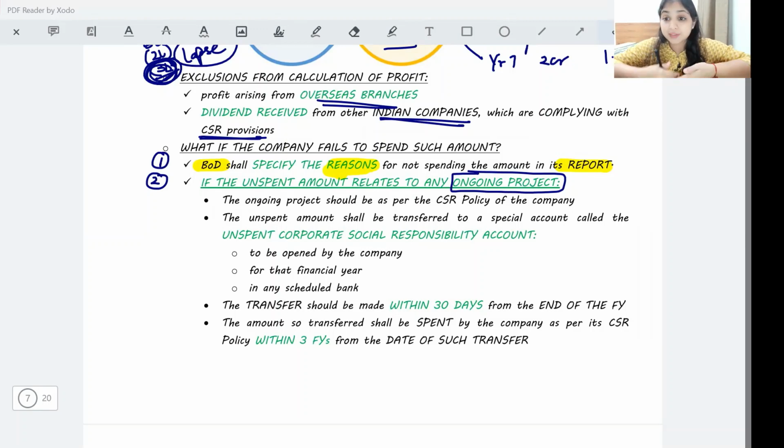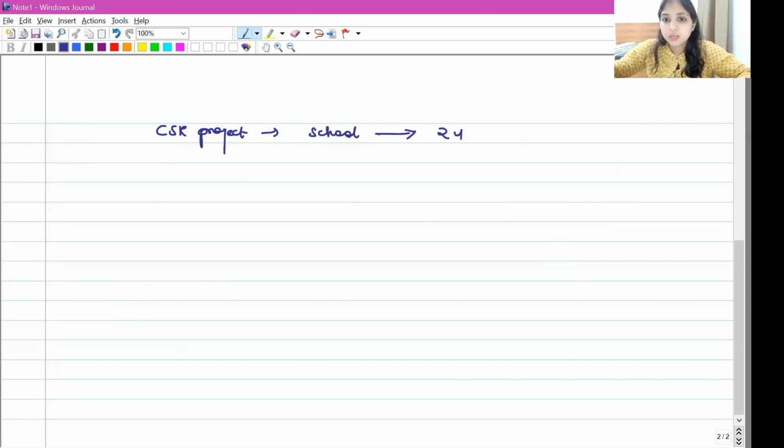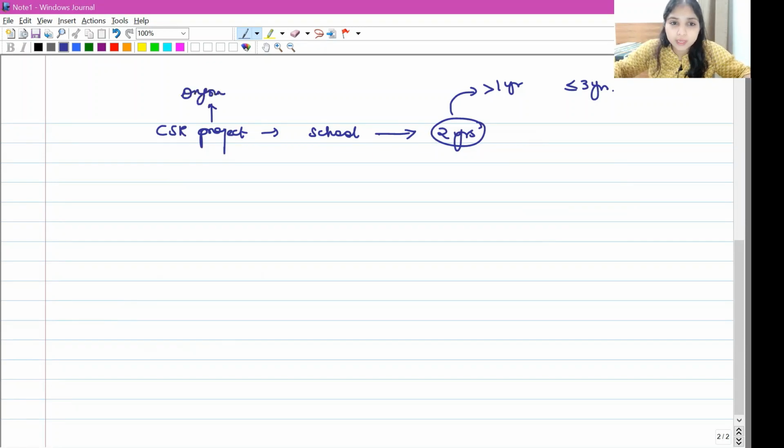Let us say company is having an ongoing project. Ongoing project means what? Let us say it is having a multi-year project. For example, let us say the company, as a part of its CSR project, is going to construct a school. It's going to construct a residential school for poor people. To construct this residential school, it needs 2 years' time. It is going to extend for more than 1 year, but it is within 3 years. So this CSR project becomes a multi-year project. It becomes an ongoing project.